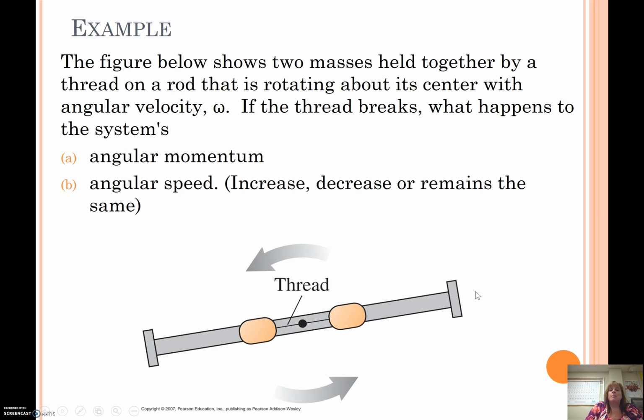So if those go out farther, what happens to the angular momentum? Nothing. Conservation of angular momentum: as long as I don't apply a torque to the system and there's no friction, it's just going to keep rotating with constant angular momentum. But when these masses go out, I've increased my I, so my rotational inertia went up, which means my angular speed must decrease. Angular momentum is a constant in the absence of an external torque.